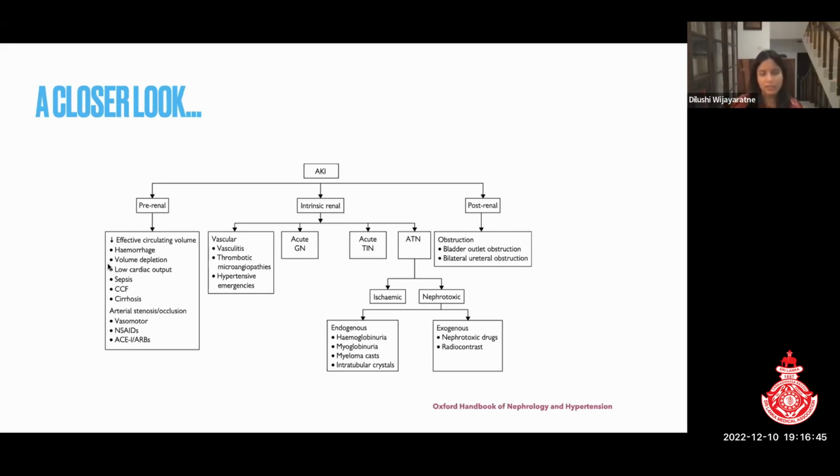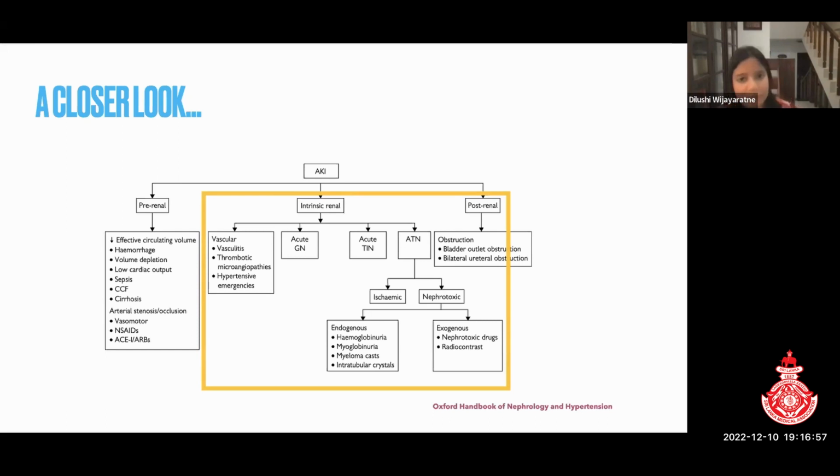So intrinsic kidney injury is very important, and that is where more specific interventions into the kidney itself come into play, right? So when we think of intrinsic kidney damage, it's again good to look at it anatomically. It could be something that affects the vessels in the kidney, then the glomeruli, the tubules, and the interstitium, right? So if we think of the vessels, things that can affect the vessels are things like vasculitis, thrombotic microangiopathies, and hypertensive emergencies, which also cause thrombotic microangiopathy. So it can happen both ways.